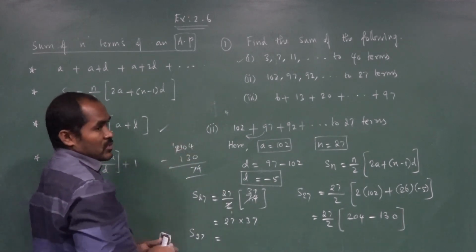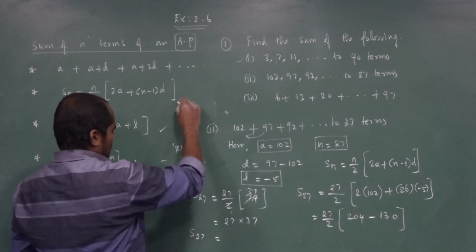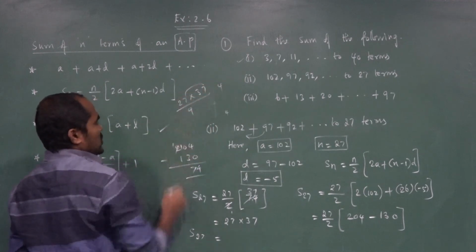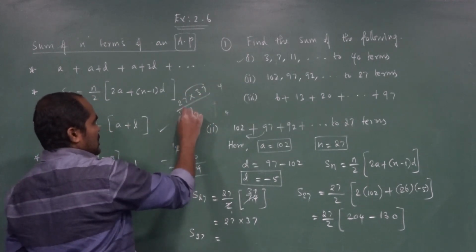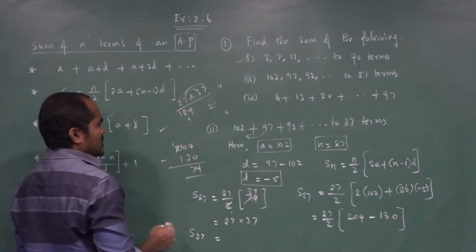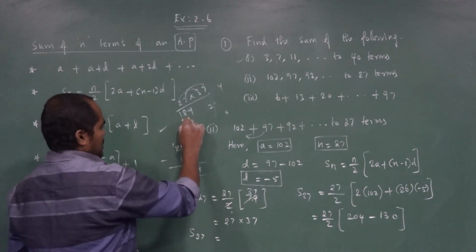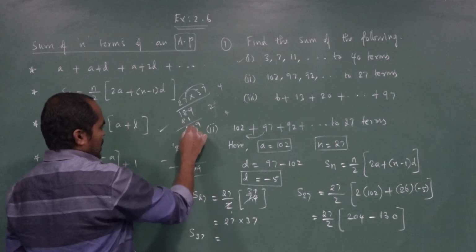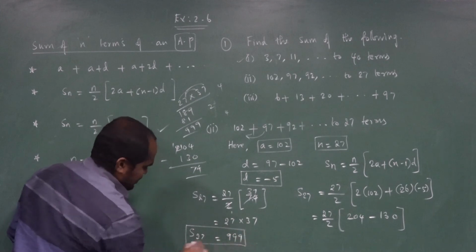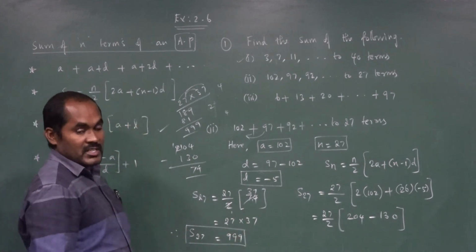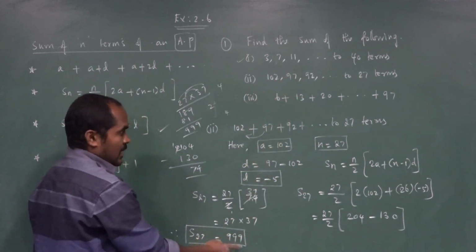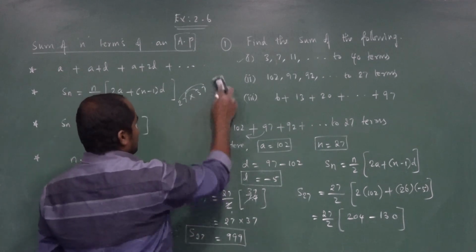So this is a square plus 2ab plus b square form. You know, 27 into 37: 7 7s are 49, 4. 7 2s are 14, 14 plus 4 is 18. 3 7s are 21, remaining 2. 3 2s are 6, 6 plus 2 is 8. So we get 999. So this is the sum of 27 terms. So our second question answer is 999.